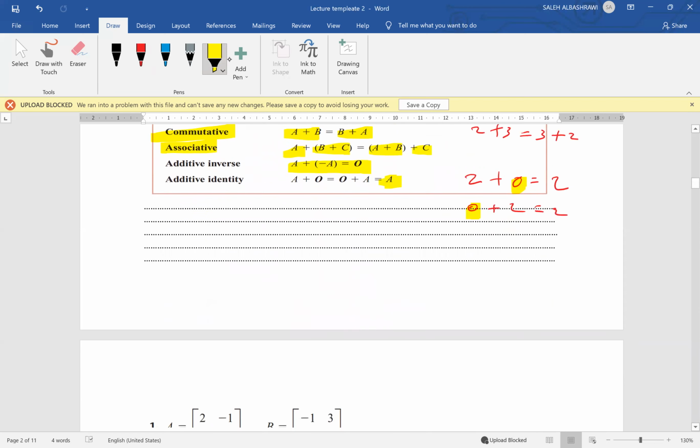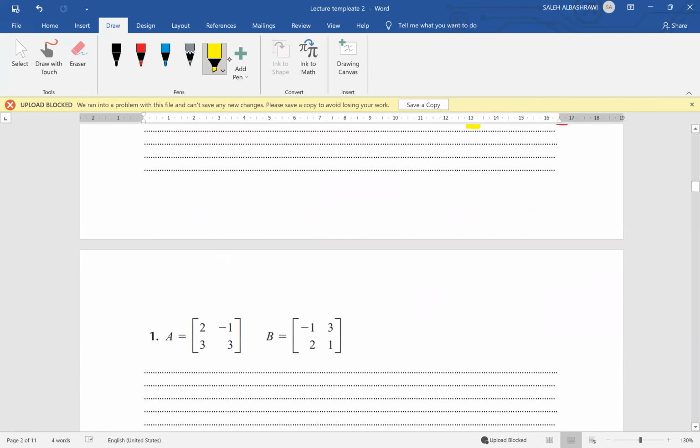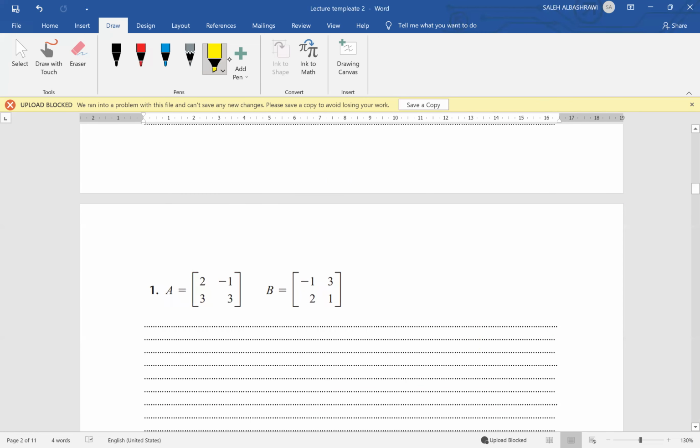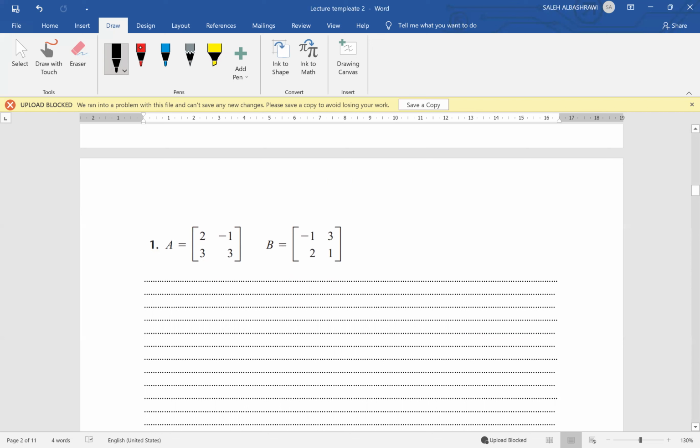Just for the direct application of these definitions, we can solve this example. Suppose that we are given A equal to this matrix, 2, minus 1, 3, and 3, and B equal to minus 1, 3, 2, and 1, and we need to find A plus B and A minus B. Let's find A plus B.